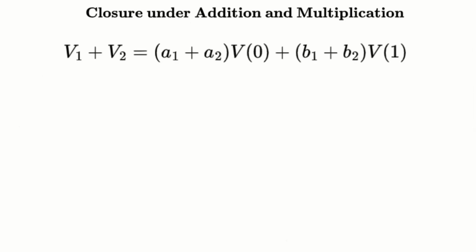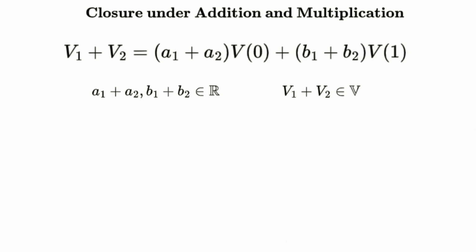First, let's look at addition. From earlier videos, we know that adding two virtual numbers works like this: v1 plus v2 equals (a1 plus a2) times v of 0 plus (b1 plus b2) times v of 1. Since a1 plus a2 and b1 plus b2 are just real numbers, the result is still a valid virtual number. Therefore, the system is closed under addition.